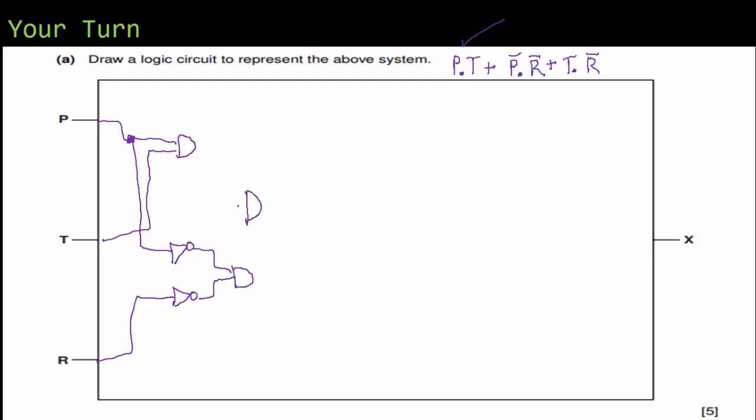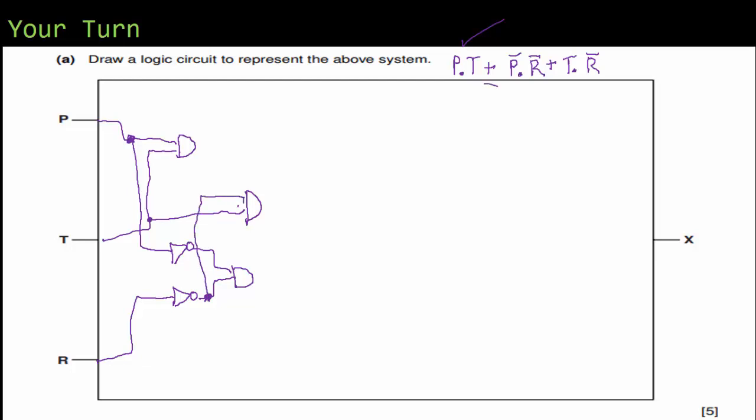What I'm going to do is I'm going to branch off of T right here. You can branch off from T anywhere you want. And then I need not R. So I'm going to branch off after this wire has gone through the NOT gate. Come up here. We're going to AND that together.